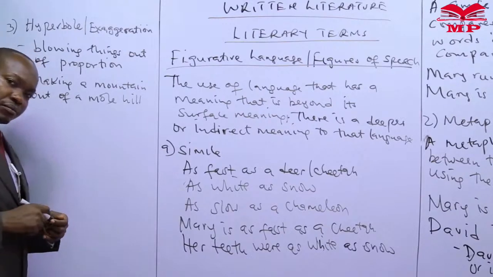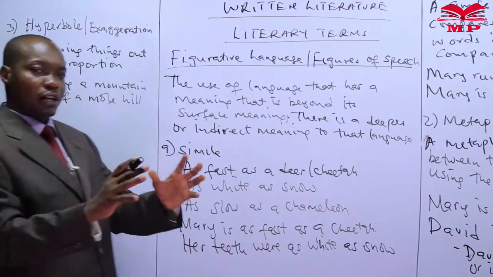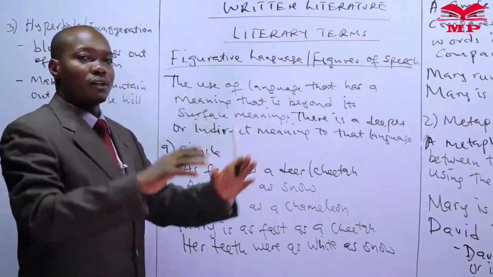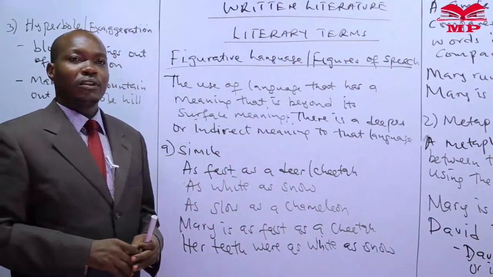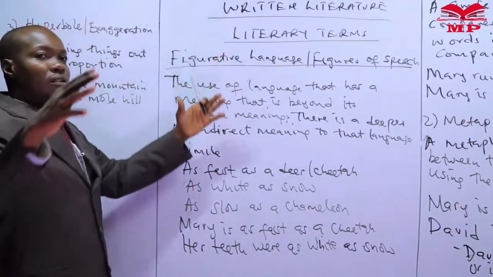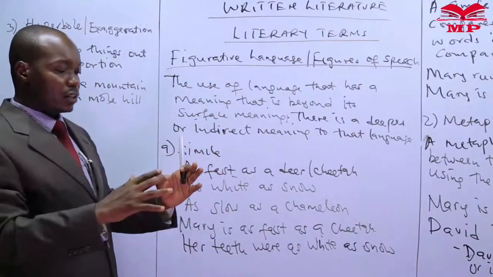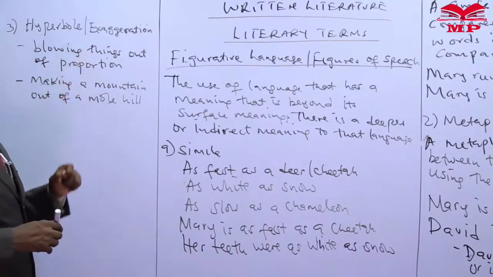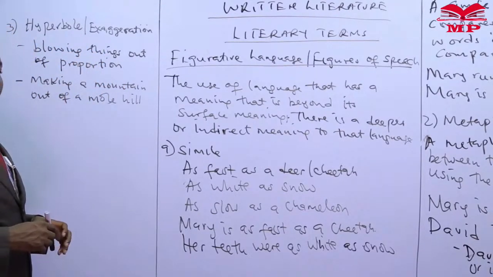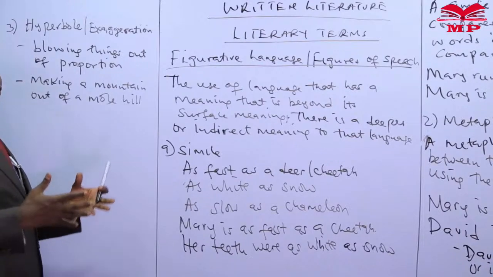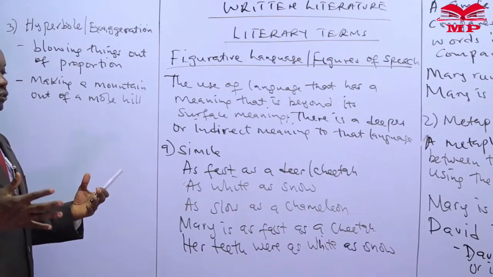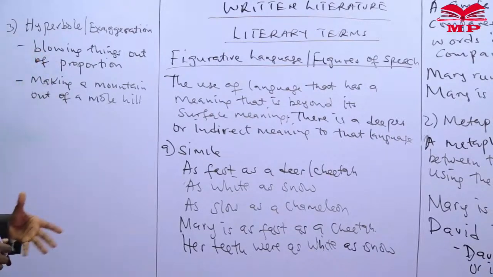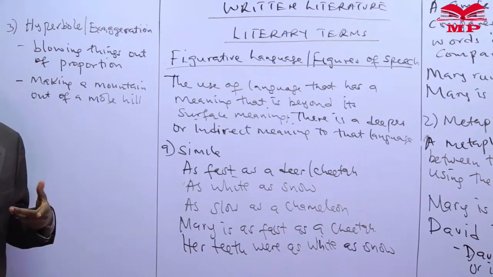Let me explain. We know a mole, an animal, small animal that likes making small heaps of soil. We call that a molehill. So when you make a mountain out of a molehill, then you are blowing things out of proportion. In other words, something small, you exaggerate it, you make it look so much bigger than its natural form. That's exaggeration. We also call that hyperbole. It's used quite often in writing.